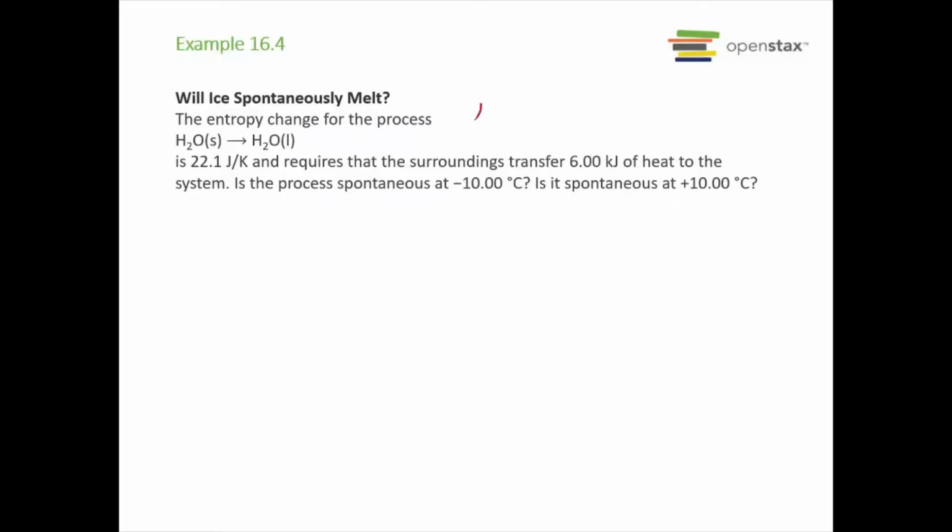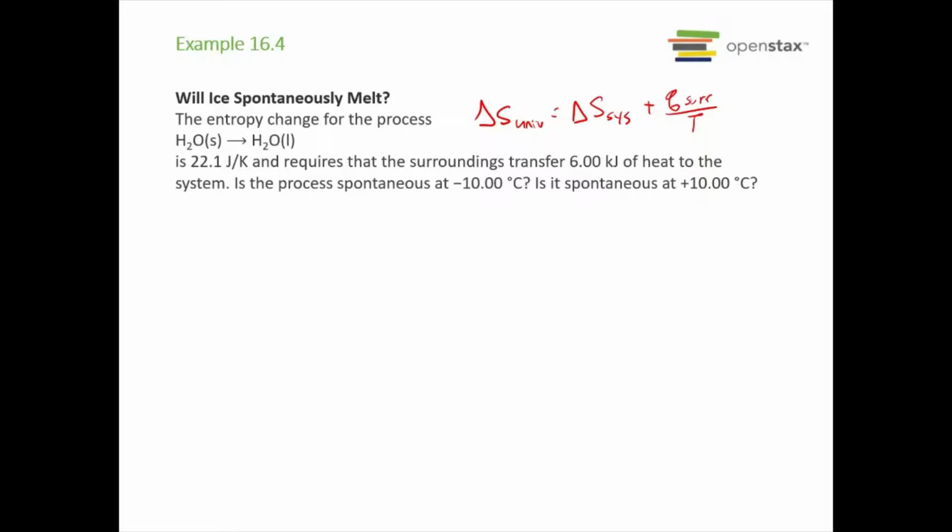So remember, delta S universe is equal to delta S system, and we're just going to go ahead and use plus Q surroundings divided by our temperature. Well, technically this is plus negative Q surroundings, or negative Q reverse, but we'll just go ahead and use plus Q surroundings over temperature, because that's the same thing.